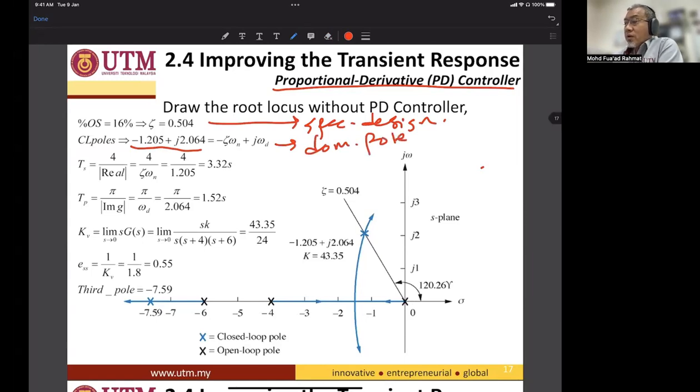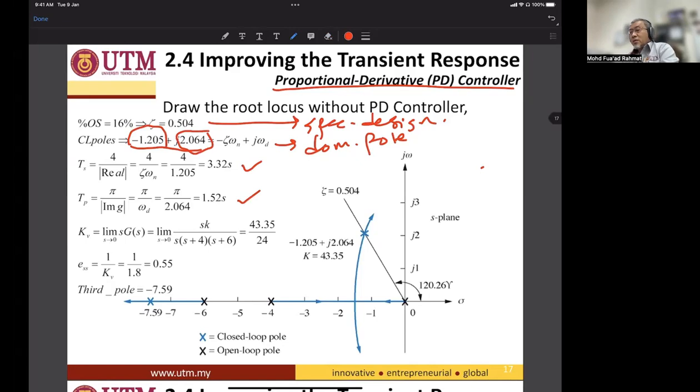So we find a new time response, which is Ts equals 4 divided by the real part. Where did the real part come from? It comes from here, 1.205, giving 3.32 seconds. And Tp equals pi divided by the imaginary part, which comes from here, 2.064. So pi divided by 2.064 gives 1.52 seconds.